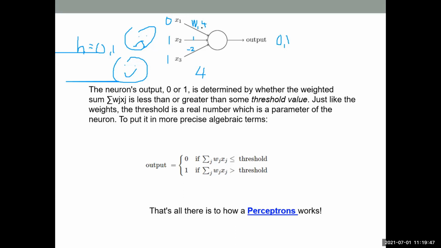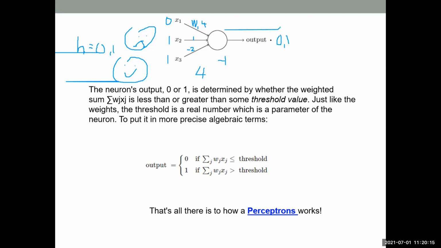So what do we get? We get 0 times 4 is 0, and we add that to 1 times 1, which is +1. And we add that to 1 times -2, which is -2. So we get 1 plus -2. So we get -1. When we take these times these, we get -1.